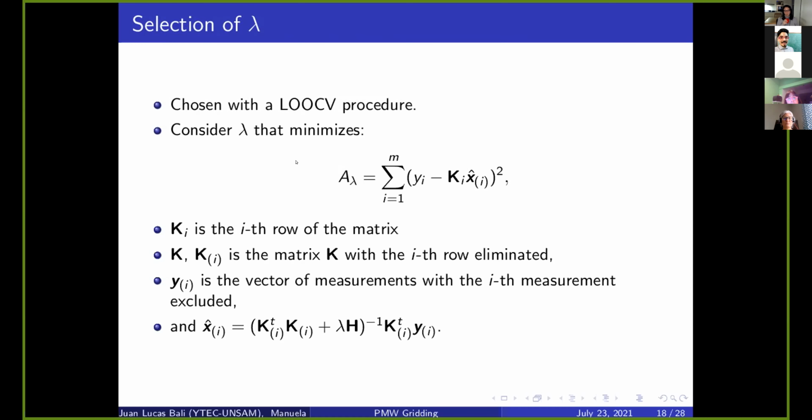What's the problem with this method? It is expensive. As with every kind of leave-one-out cross-validation, it has a heavy computational burden. It needs a lot of computation, one inversion, not only for each lambda, but also for each antenna measurement. So imagine, it's easy to implement, but needs a lot of computational power.